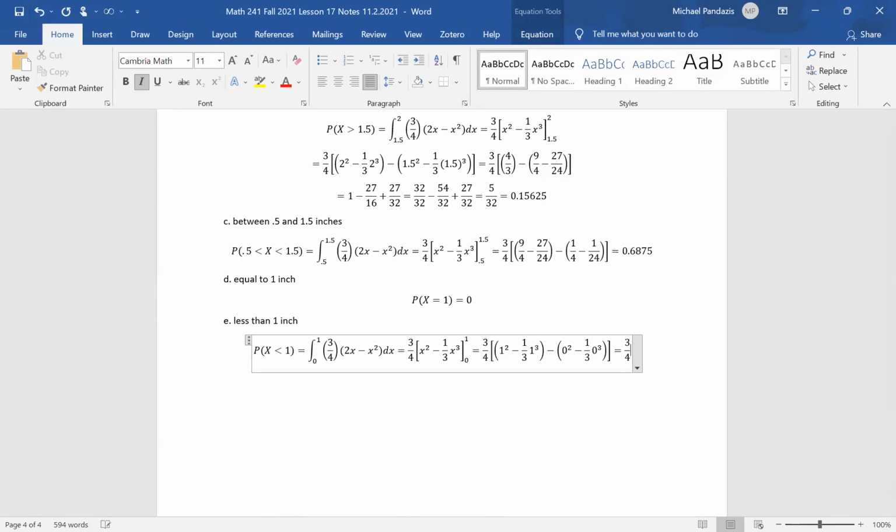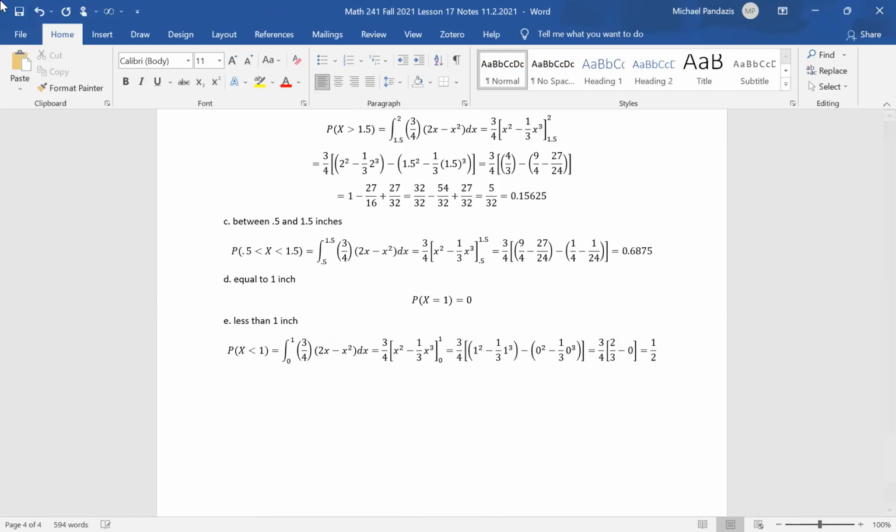So this is equal to 3/4 times the first term, 1 squared minus 1/3 times 1 squared. So that's 1 minus 1/3, which is 2/3. 2/3 minus 0. So 3/4 times 2/3 is 1/2. And so the probability that it's less than 1 inch is 1/2. Okay, so that's that entire problem.